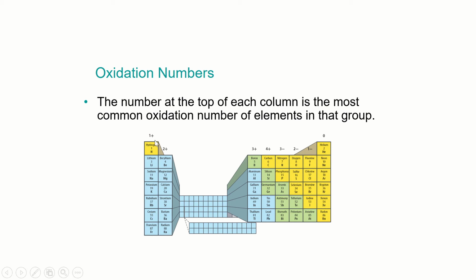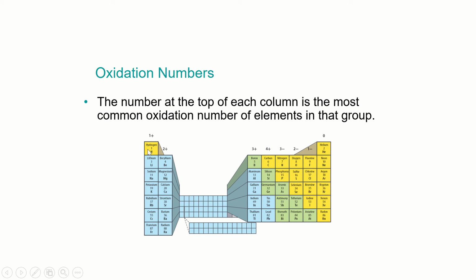So for example, all the elements in group number 1 have oxidation number 1 plus, group number 2 is 2 plus, group number 3 is 3 plus, and 13 is 3 plus, 14 is 4 plus or 4 minus, 15 is 3 minus, 16 is 2 minus, 17 is 1 minus, and 18 is 0.